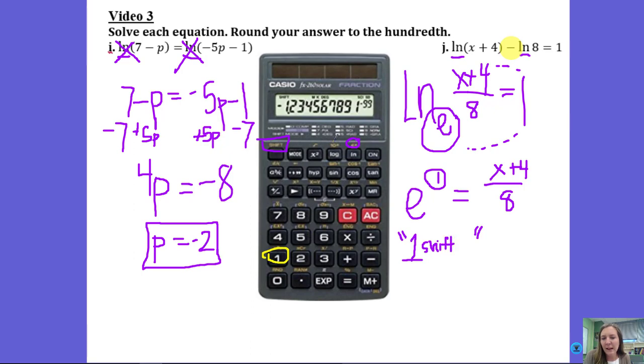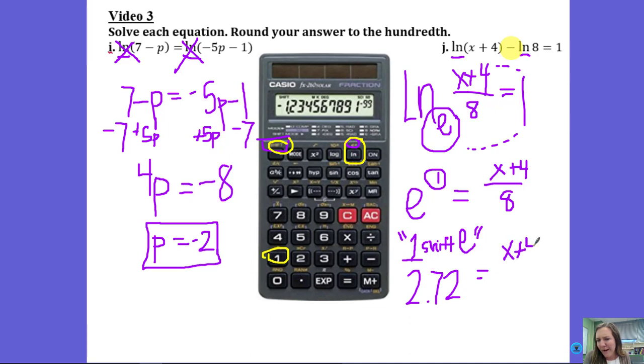Because the e is in yellow, that means we have to hit the shift button so that we can get that e. So we'll hit the 1 first, the shift button next, the ln button after that, so we can get that e. And when you type that in, let me grab my calculator really quick. We hit the 1, we hit the shift, we hit the natural log button. You should get the number 2.718. So I'm going to round that to 2.72. That's going to equal x plus 4 over 8.